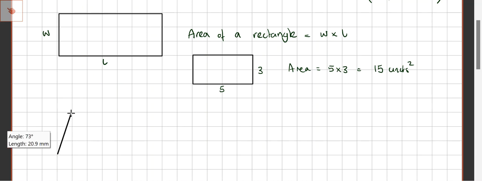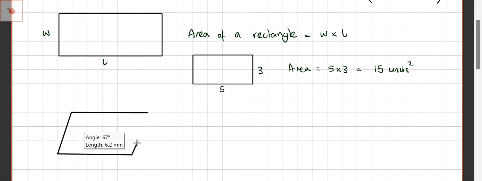Go across and up, doing 3 squares. Okay? And then we'll go across 5, across 5 from the bottom, and then across and up through 3 squares, like that. This is called a parallelogram.